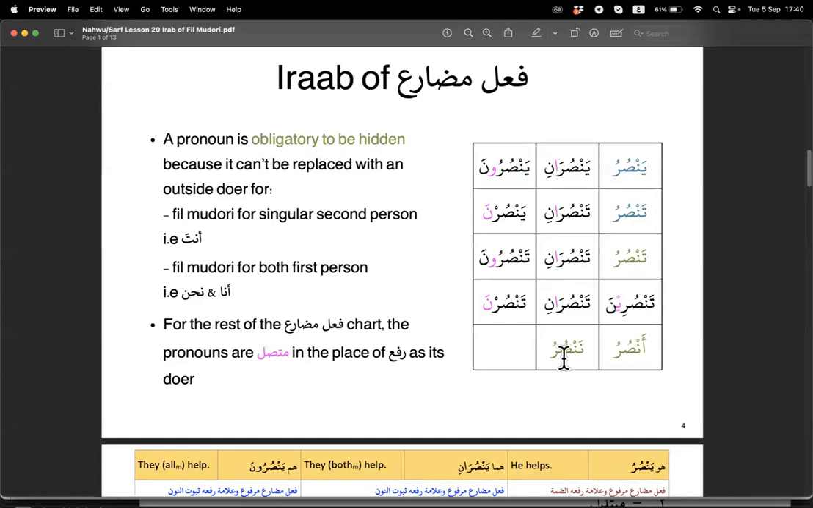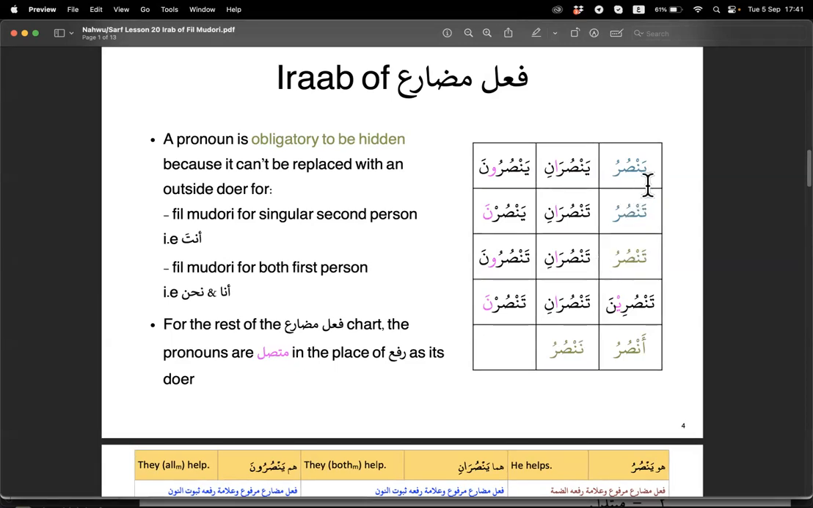Anta, ana, and nahnu, can they take an outside dua? No. So instead of jawazan, they will be wujuban. Yes, they are wajib to be hidden. If you're asking why this Hamza is domir mustatir, why can we not say Hamza is our domir, or Nun is our domir? Because Hamza and Dhamma we say is ana, Nun and Dhamma we say is nahnu, Ta and Dhamma we say hiya or anta.